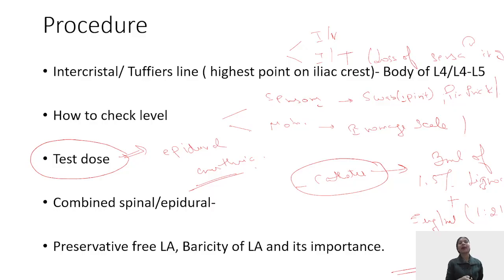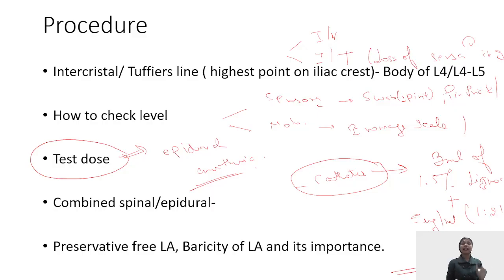This is a combined spinal epidural anesthesia technique, in which the advantage is we get a dense block of spinal, and we get an added advantage that the duration of the surgery can be prolonged via that epidural catheter, through which we can give a continuous supply of local anesthetics.